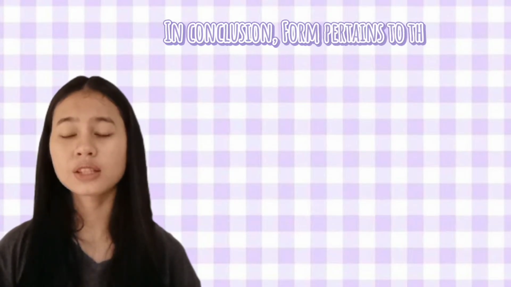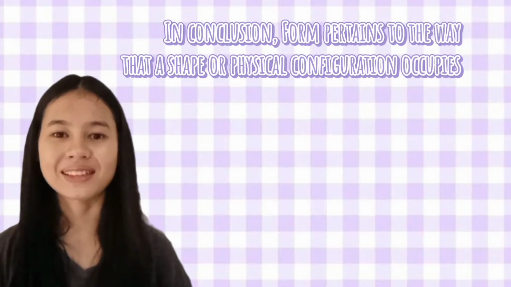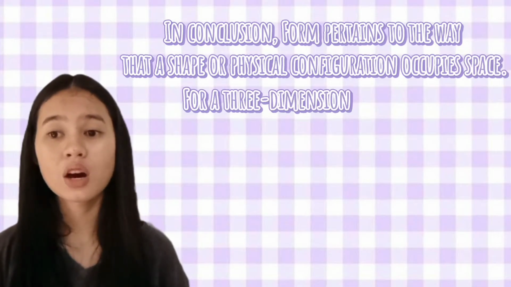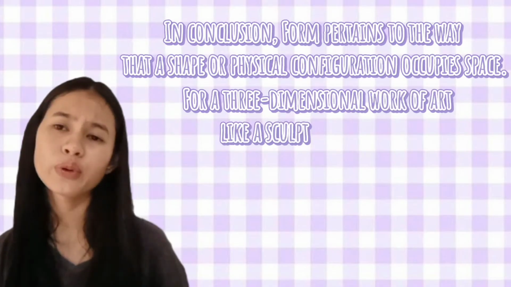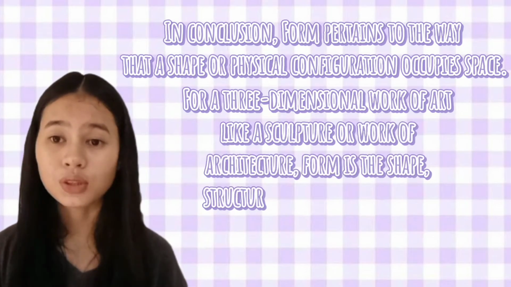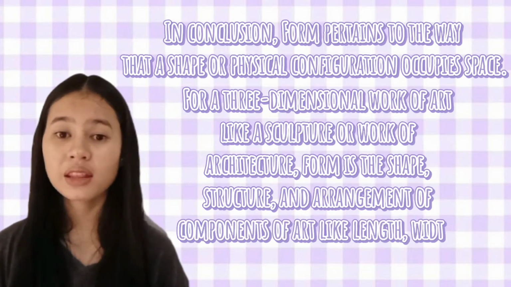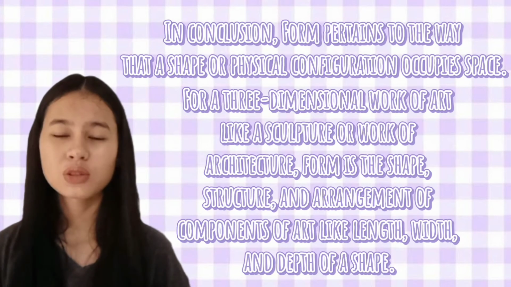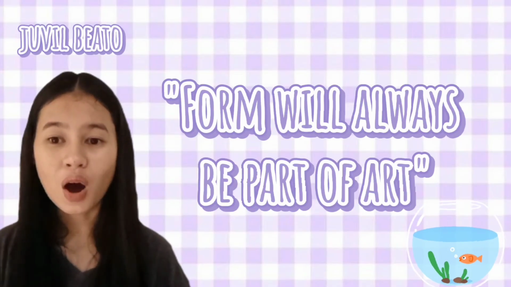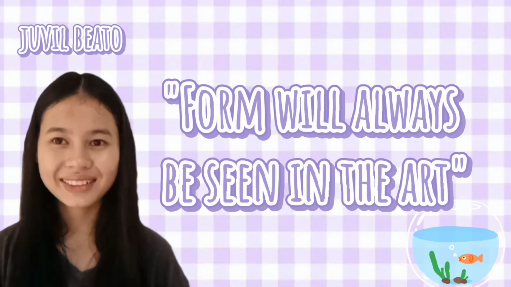So, in conclusion, form pertains to the way that a shape or a physical configuration occupies space. For a three-dimensional work of art like a sculpture or work of architecture, form is the shape, structure, and arrangement of components of art like length, width, and depth of a shape. So be reminded that form will always be part of art. Form will always be seen in art.